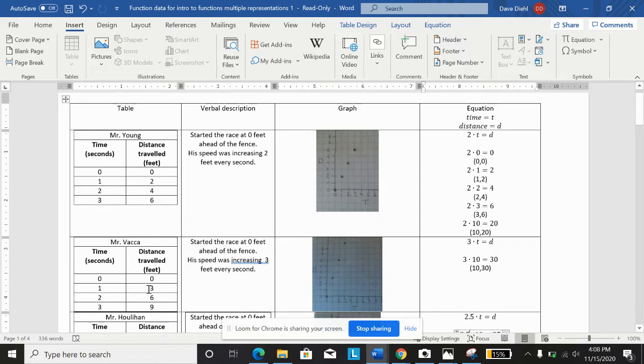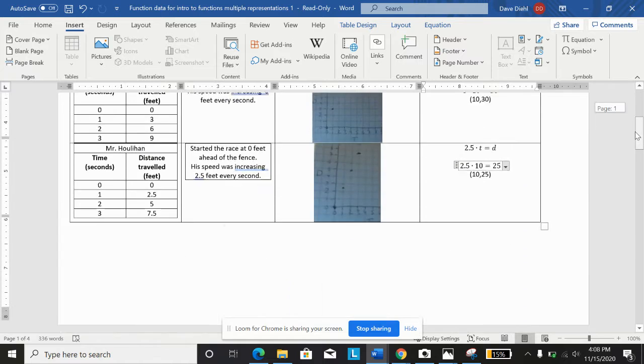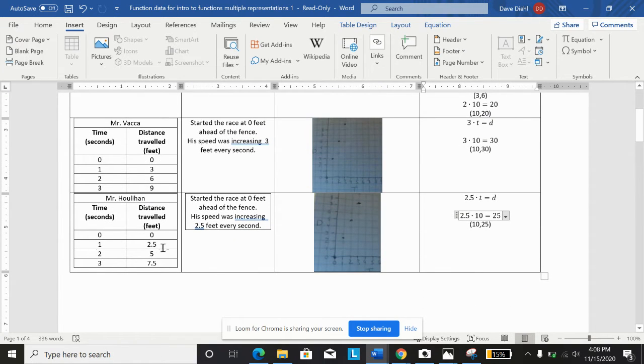So down from Mr. Vaca, 3 divided by 1 is 3, 6 divided by 2 is 3, 9 divided by 3 is 3. And that's also the speed. 3 is the speed. That's how much he's increasing every time. Same for Mr. Ulan. 2.5 divided by 1 is 2.5. 5 divided by 2 is 2.5. 7.5 divided by 3 is 2.5, which is also his speed.